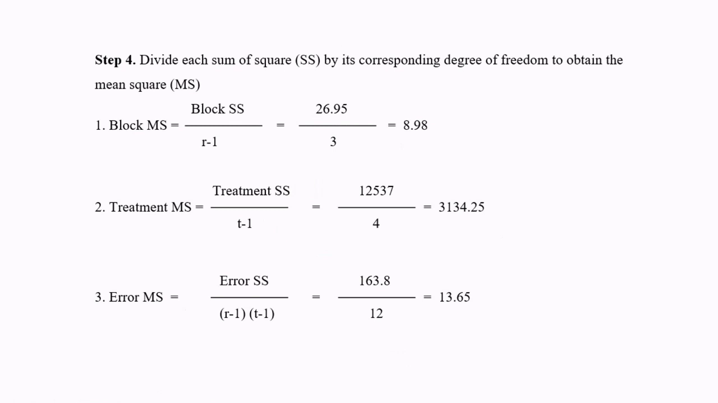The fourth step is you need to obtain the mean square. To obtain the mean square, you need to divide the sum square by the degree of freedom. So block mean square is block sum square divided by degree of freedom. This is your block sum square, this is the degree of freedom. So this is how you can obtain the block mean square. Similarly, treatment mean square and error mean square you can calculate in the fourth step.